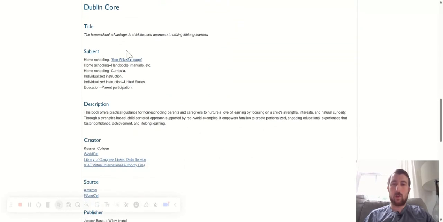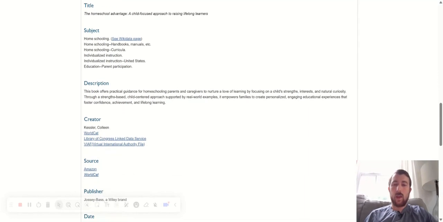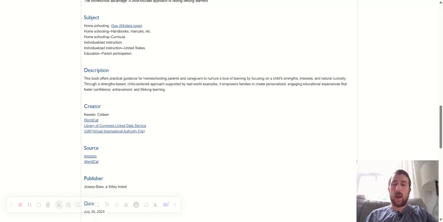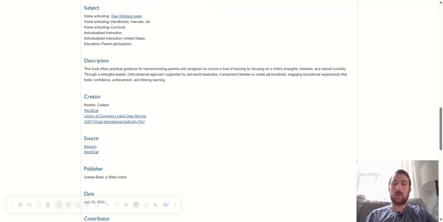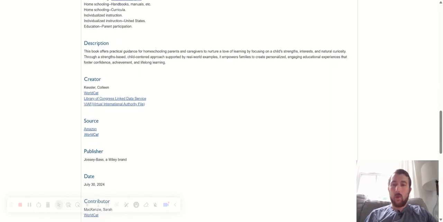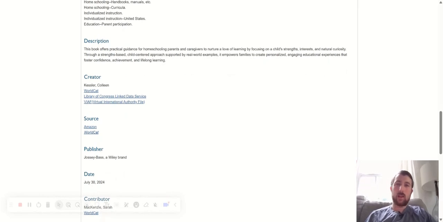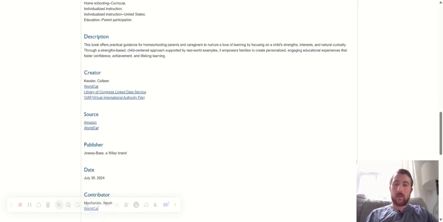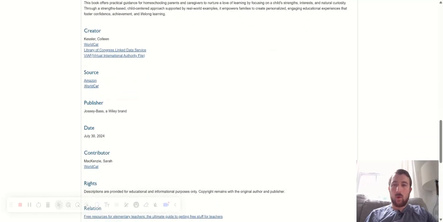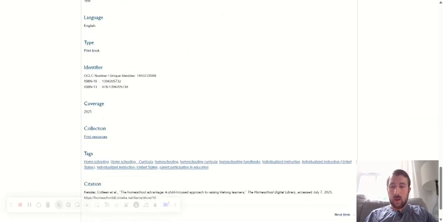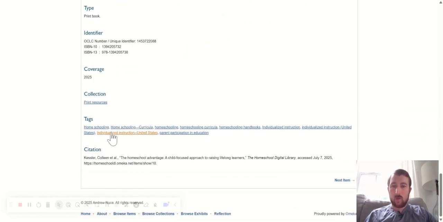Notice how I've included a link to the Wikidata page for homeschooling right there. That's an example of the linked data I was talking about. And that allows users to jump around and explore related concepts across the web. And that is helpful because it can help them to find other resources, and it deepens their understanding. We also have more specific subject terms down here, like homeschooling.